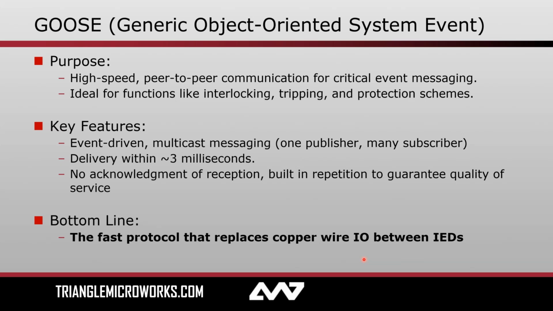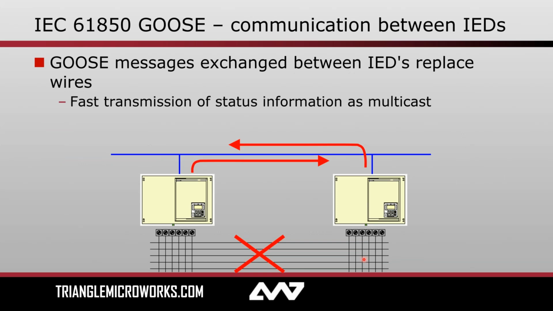Additionally, in order for this speed to occur, there's no acknowledgement of repetition, but there are other methods of ensuring quality of service. Specifically, there's a repetition algorithm that we'll discuss more in a future webinar. So again, our key takeaway here, GOOSE allows us to replace these wires down at the bottom and send that same information over fiber up here at the top. In order to maintain reliability, as I said, there's several mechanisms built in. You might have a redundant network topology, either a ring or a star, and then GOOSE itself has that repetition.